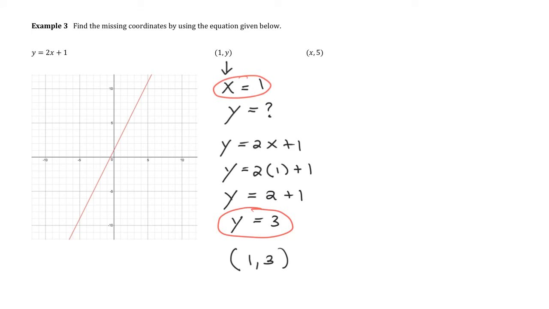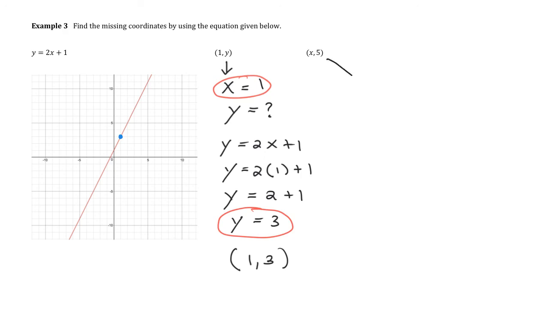If I were to plot this point, I would start at the origin, I would go 1 place to the right, I would go up 3 places, and I do wind up on the graph that I've drawn. So that is (1, 3). So that's what it means to find the missing coordinate. If you choose an x value and you find the corresponding y value, it should show up on the graph of your equation. All right, now let's try this with (x, 5).